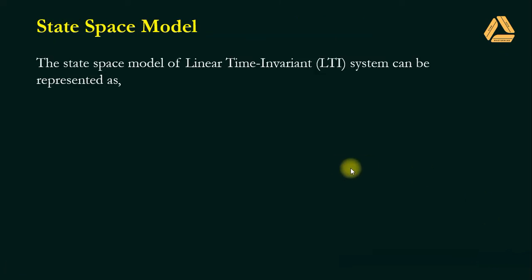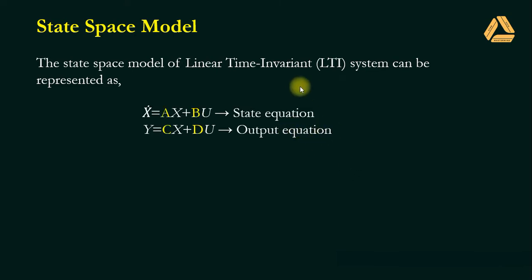Coming to the state space model, here I have given a model for the linear time invariant system, which is given by x dot equal to Ax plus Bu, which is the state equation, and y equal to Cx plus Du, which is the output equation. So x dot is nothing but the differential state vector.